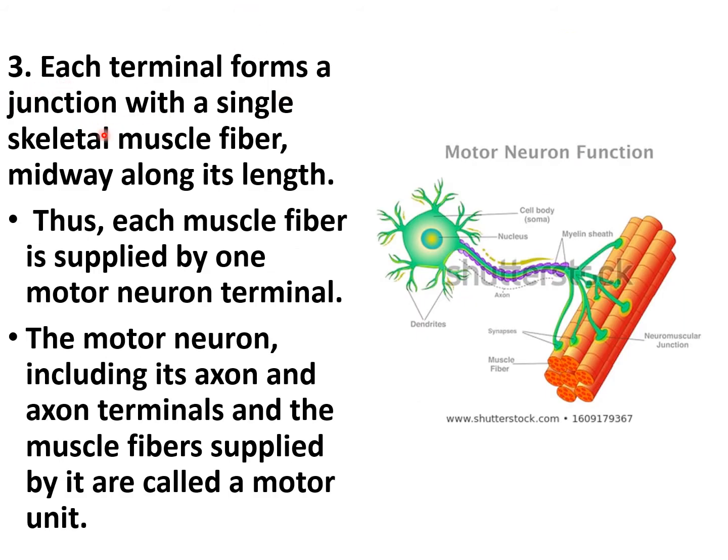Now each terminal forms a junction with a single skeletal muscle fiber midway along its length. So each muscle fiber is supplied by one motor neuron terminal. The motor neuron, including its axon and axon terminals, and the muscle fibers supplied by it are known as a motor unit. So this is the motor neuron including its axon and all its axon terminals, and all the muscle fibers supplied by it, all together known as a motor unit. In my next lecture, I will discuss the motor unit in detail.